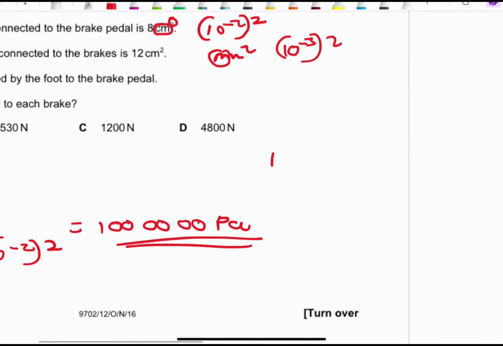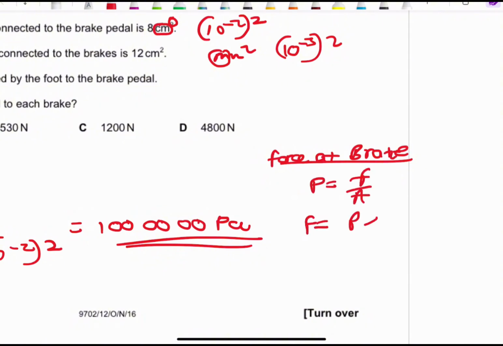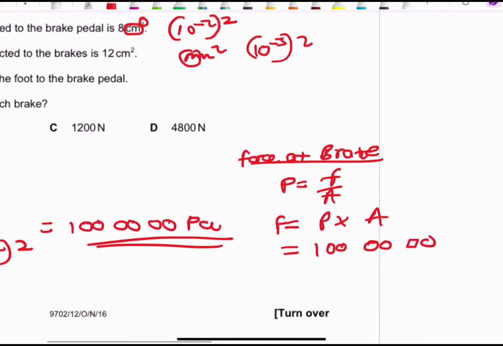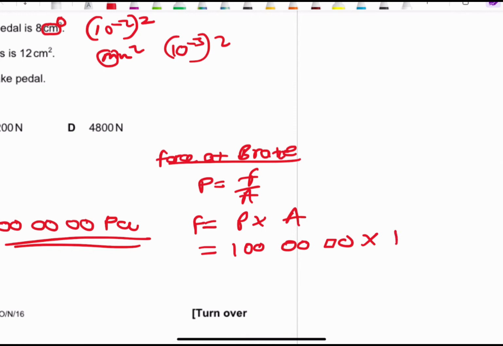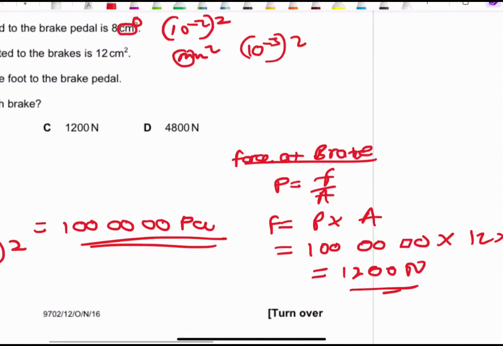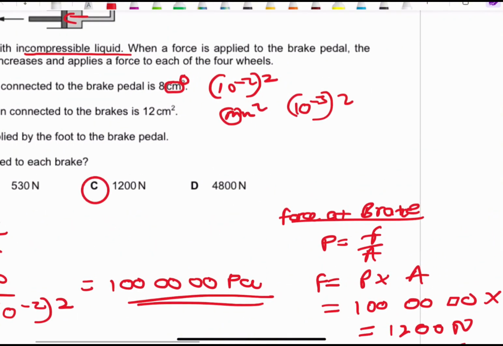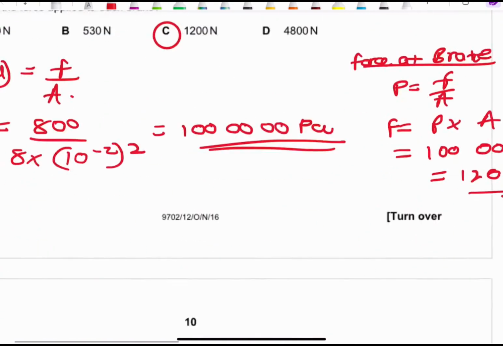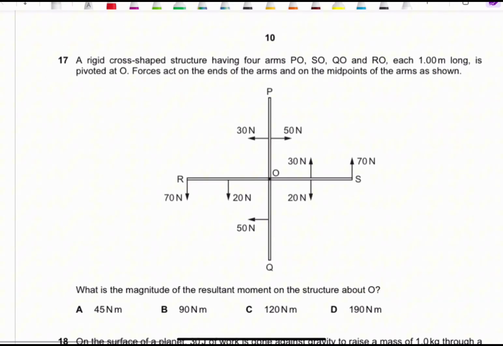But I want to find the force at the brake. I know that pressure is equal to force divided by area. So the force will be the pressure multiplied by the area. So it's going to be the pressure multiplied by 12 times 10 to the power of negative 2, remember, squared. That's going to be 1,200 newtons. The answer is C. Very important. Move on to question 17.